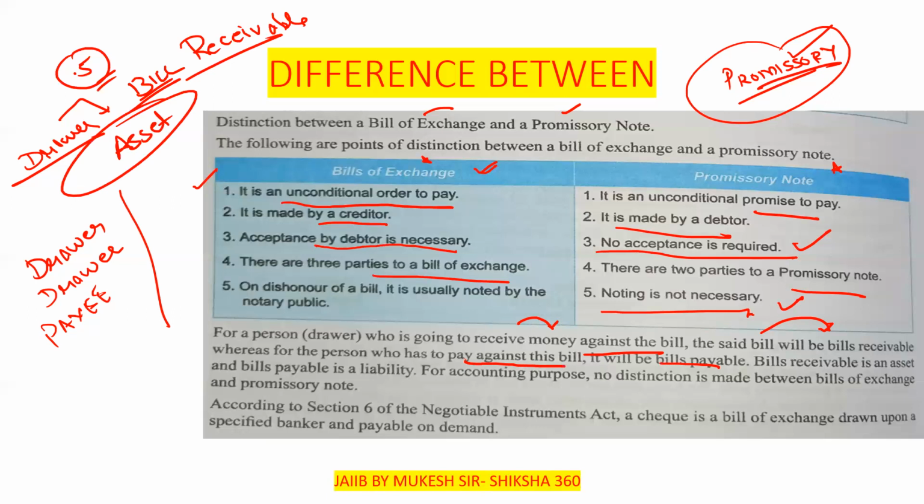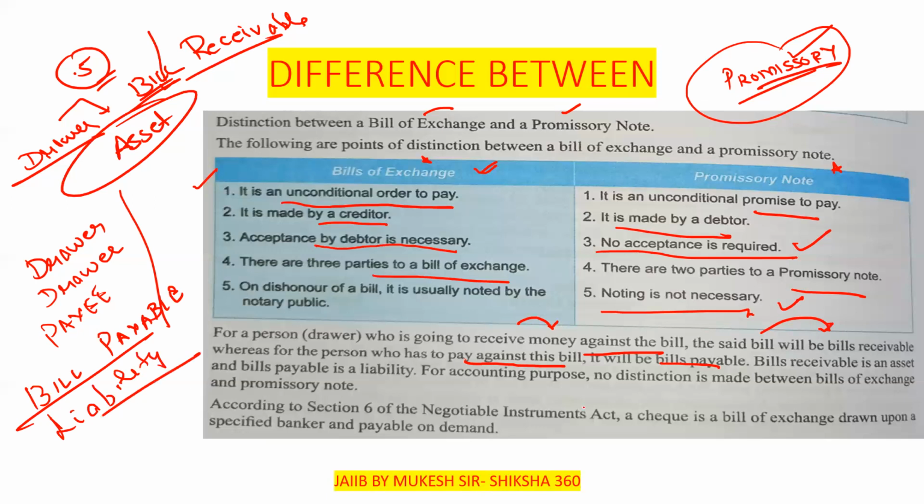On the other side, what is the meaning of bills payable? Bills payable is a liability. Very, very important: bills receivable is the asset, bills payable is the liability. Please tell me fast if you have any doubt up to this point. Bills payable is the liability, that is, this much amount you have to pay.